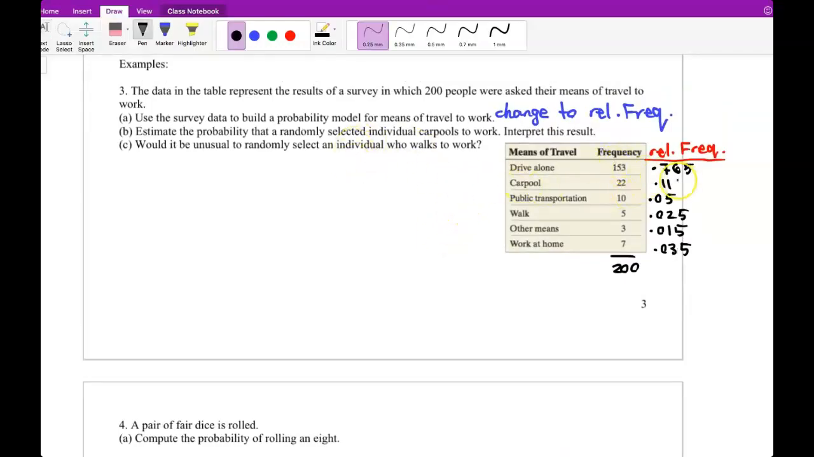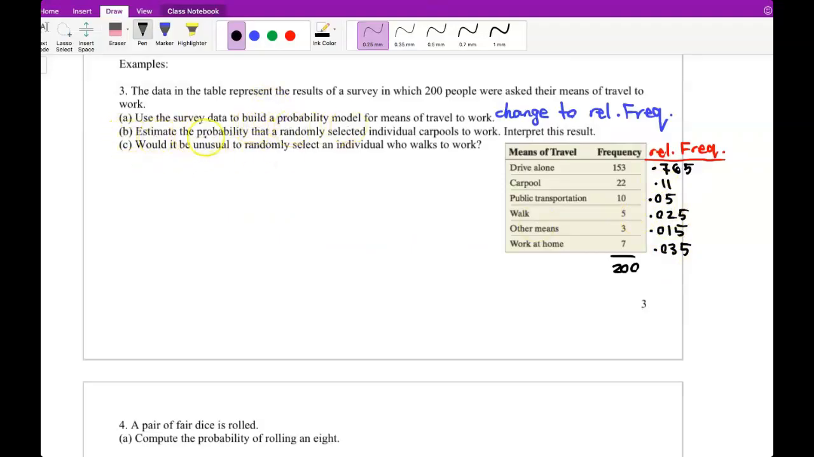As you can see, these are probabilities. Each one of these is between 0 and 1. And also, if you add them, you're going to have approximately 1. What that means is we have a probability model.